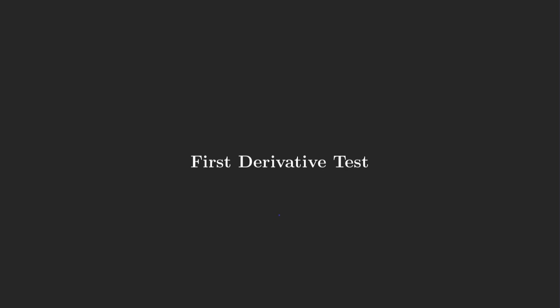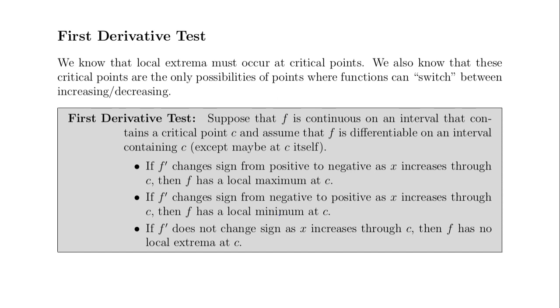The first derivative test is a really, really helpful add-on to this. The first derivative test basically says that we know that local extrema have to occur at critical points. We also know that those critical points are the only possibilities. Now I should put a little asterisk here. Not really. The only possibilities where functions can switch between increasing and decreasing, because we just really care about the derivative equaling 0 or the derivative not existing.